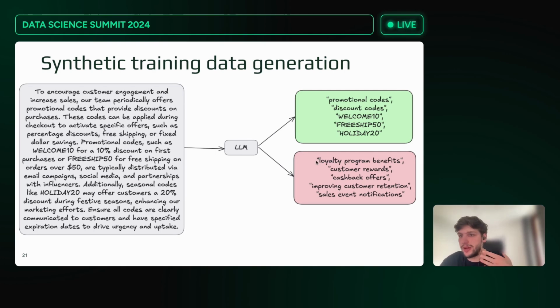And we want it to be very close so that it's not that easy for the cross-encoder to learn it, because then the cross-encoder, during training, learns the harder parts of distinguishing what is a good match and what isn't a good match. So here we have loyalty program benefits, right? Sometimes they are connected to promotional codes, but there's nothing mentioned in the content, right? Same with customer rewards or cashback offers and so on, right? And promotional codes might improve customer retention, but it's not mentioned in the content, so it's definitely not a match.